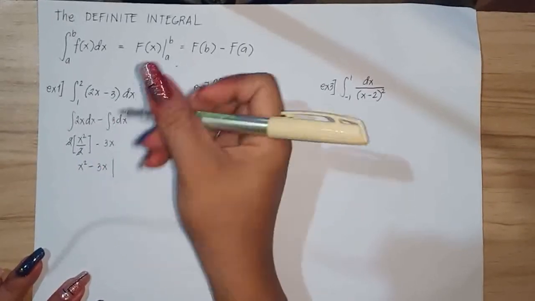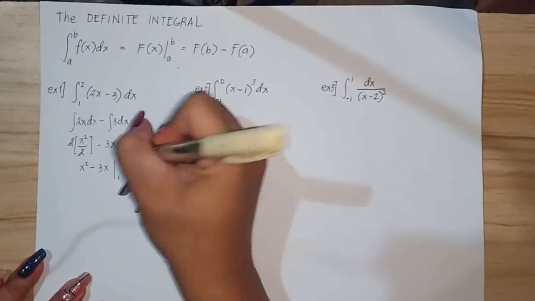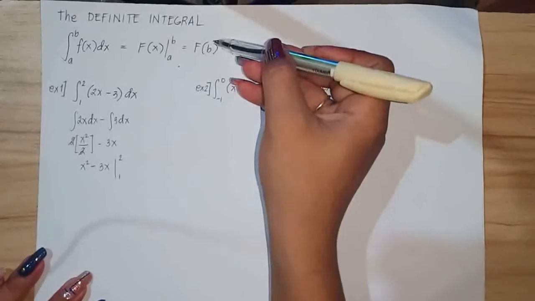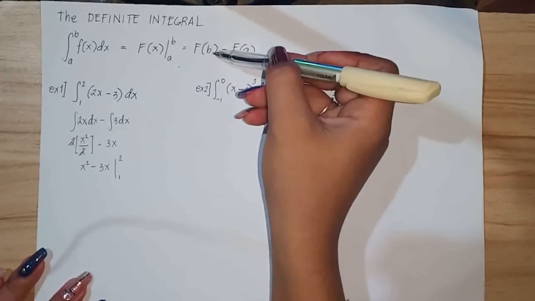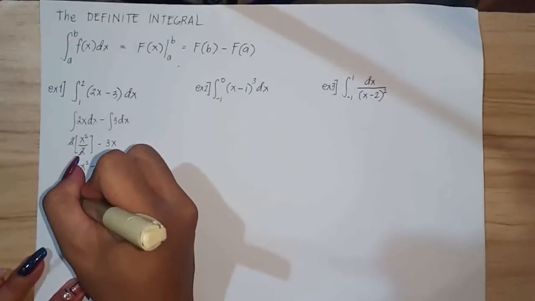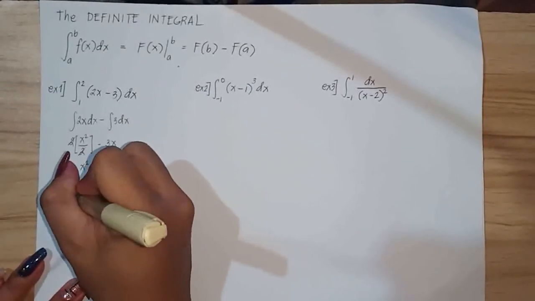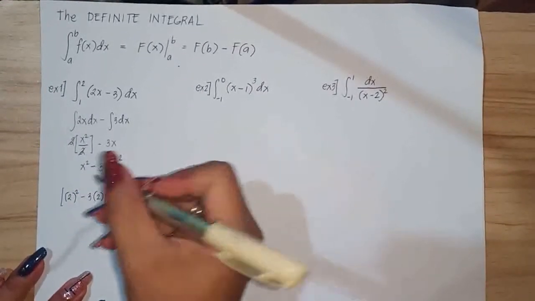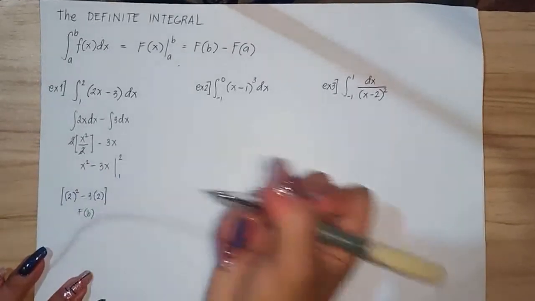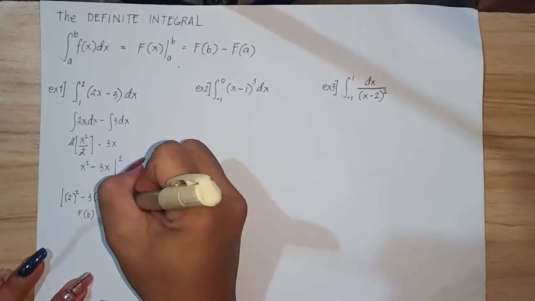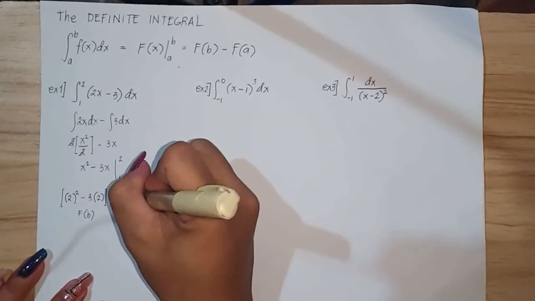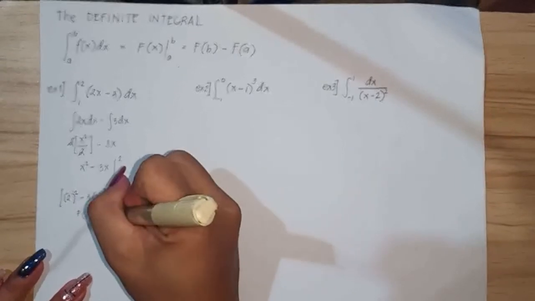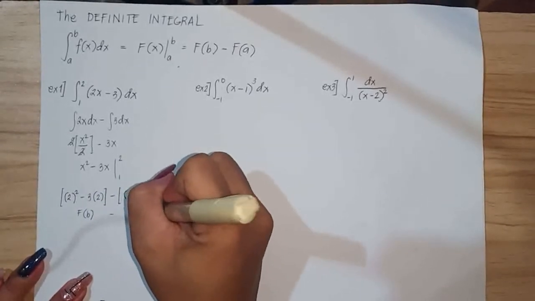Now you have to put your limits, which is from 1 to 2. So you have to substitute 2 into the equation, then 1 into the equation. First is F of b, wherein you substitute the upper limit, which is your 2. So that is 2 squared minus 3 times 2. Now this is your F of b. Minus, substituting 1 into the equation, so that will be 1 squared minus 3 multiplied by 1. So this now is F of a.